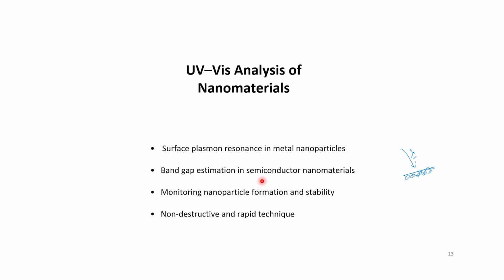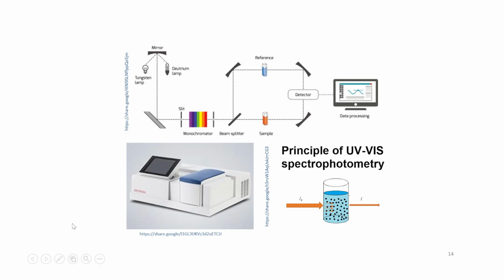It can also estimate the band gap in semiconductor nanomaterials. So UV visible analysis depends on the surface plasmon resonance in metal nanoparticles, and you are monitoring nanoparticle formation and stability. This is a non-destructive and rapid technique. This also estimates the band gap in semiconductor nanomaterials. So that is a detailed figure for the UV visible characterization of a nanomaterial.